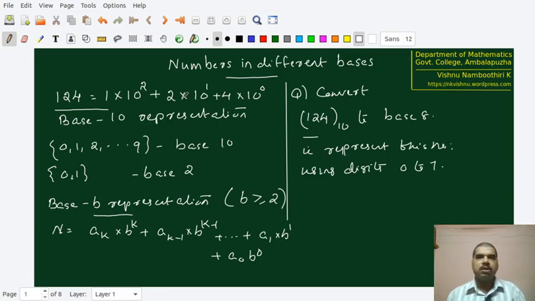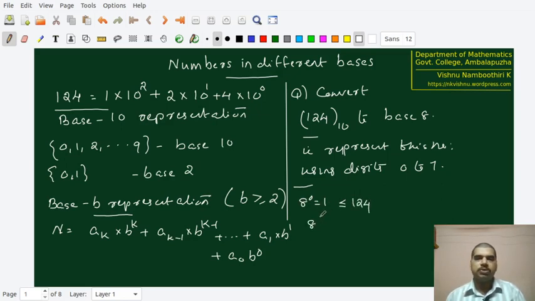That is the procedure that we adopted for finding the decimal representation of 124, or for finding the place values of digits in 124. Exactly the same steps we have to follow here. Therefore, in 124, what is the largest power of 8 that can divide 124? You know that 8 raised to 0 is 1, that can definitely be accommodated, that is less than or equal to 124.